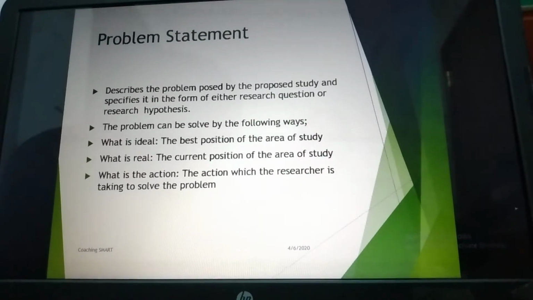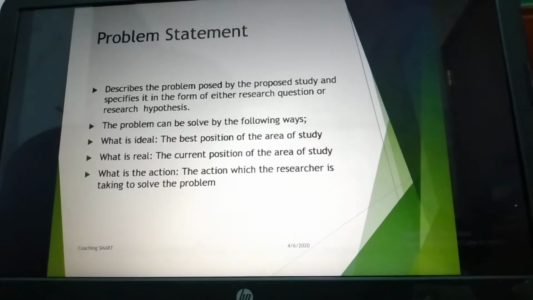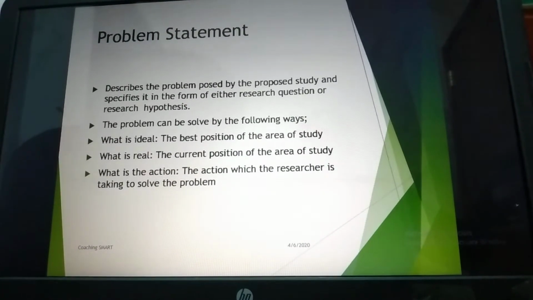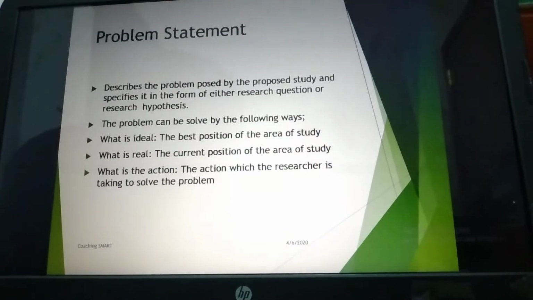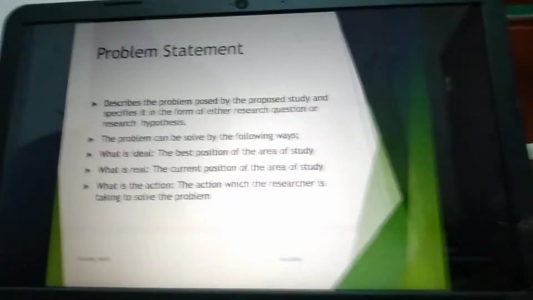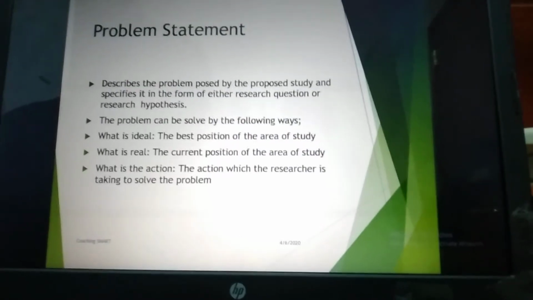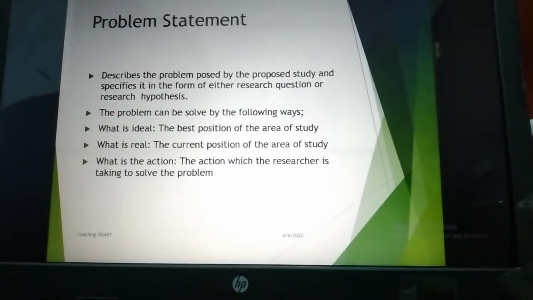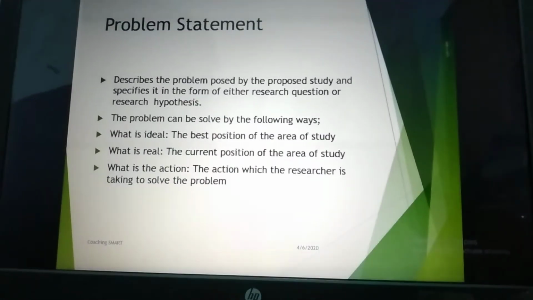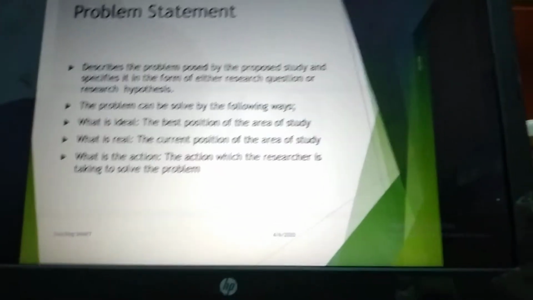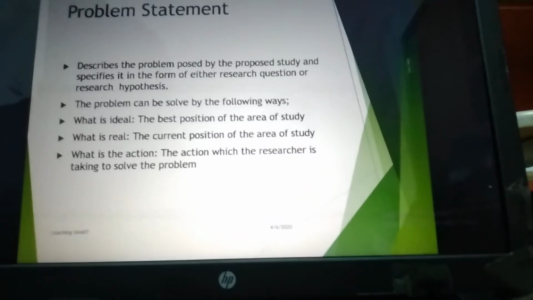Then finally, what is the action? The action which the researcher is taking to solve the problem. So what are you doing to solve the problem? To move from what is ideal and to move from what is real to ideal. And once you get this clear, your research, your project, your thesis, your dissertation becomes clear. If the problem is not clear, your research will not be clear.